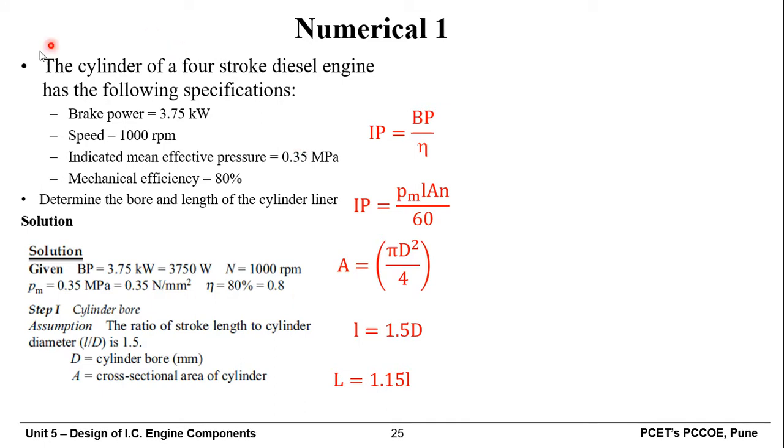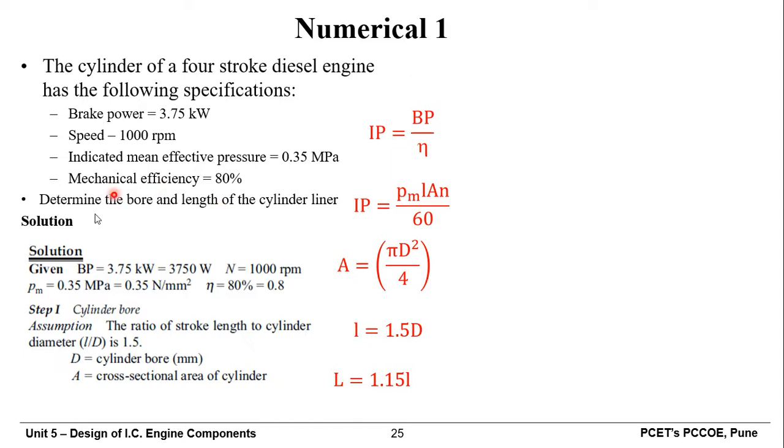Now once you read this problem, you can easily understand you need to only find out the bore and length of the cylinder. And we discussed all these formulae, which are shown here in red color. These formulas are what you need to use while solving this numerical. And you can compare which values are given and how, step by step, you can use these formulas to calculate the diameter of the bore and length of the cylinder.